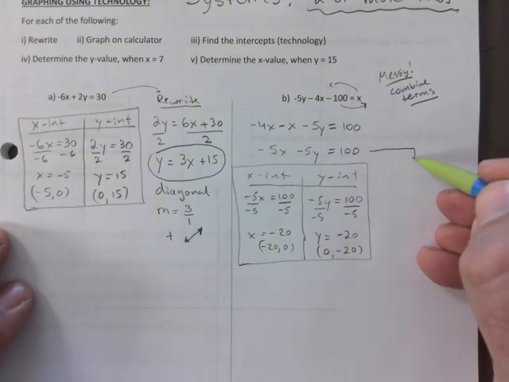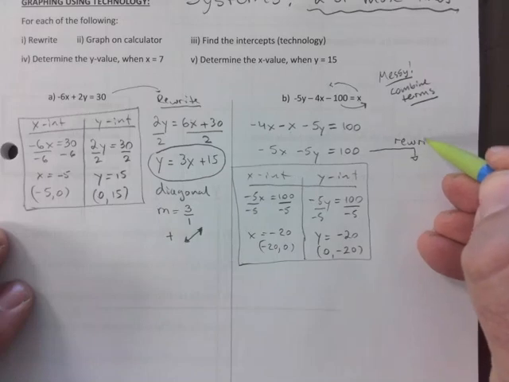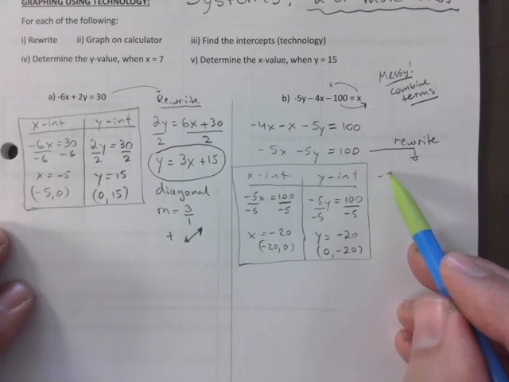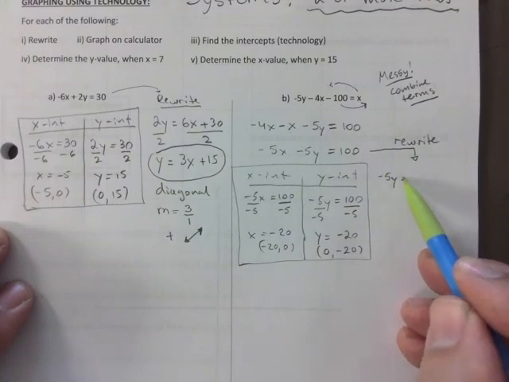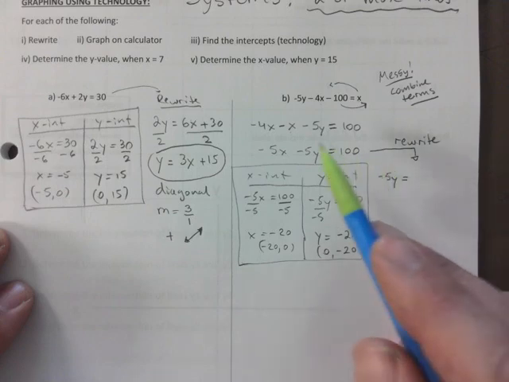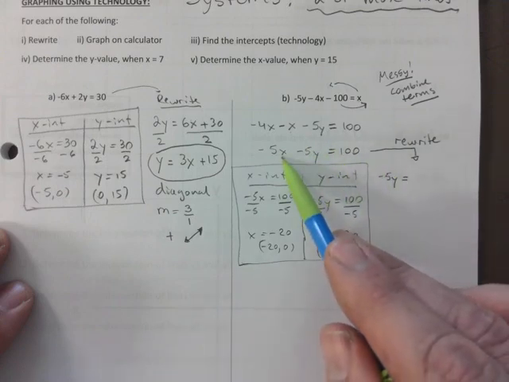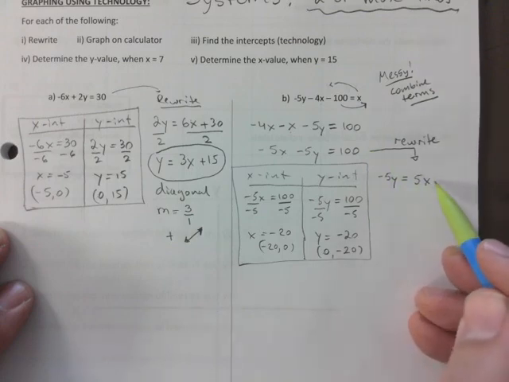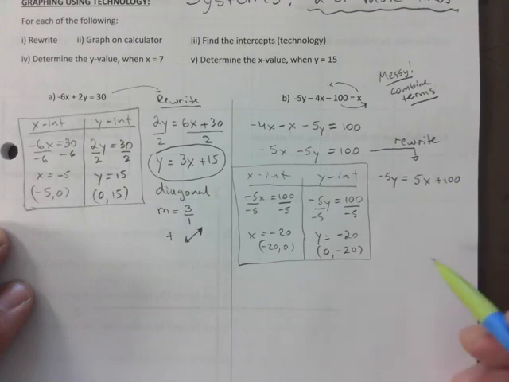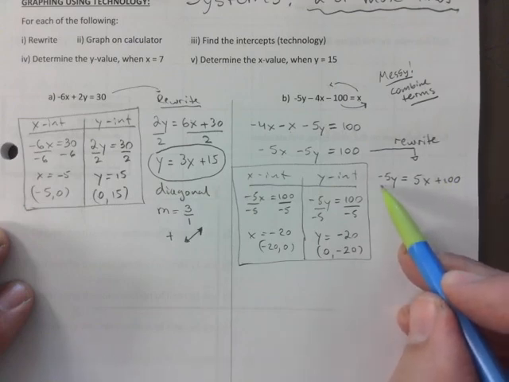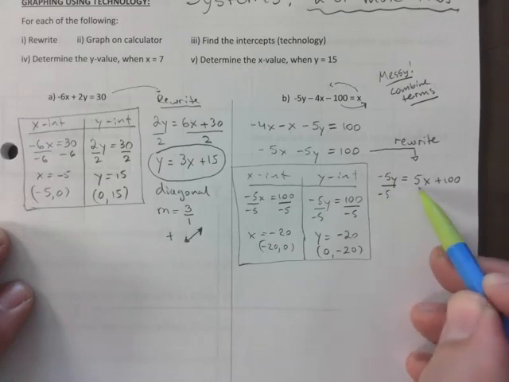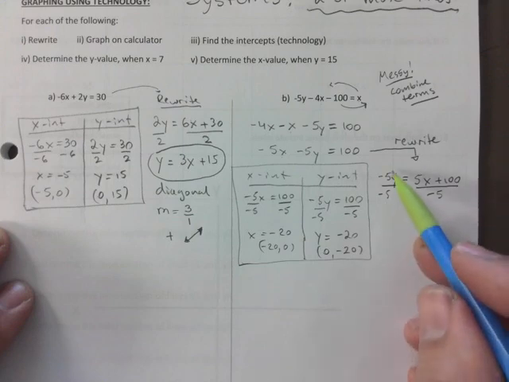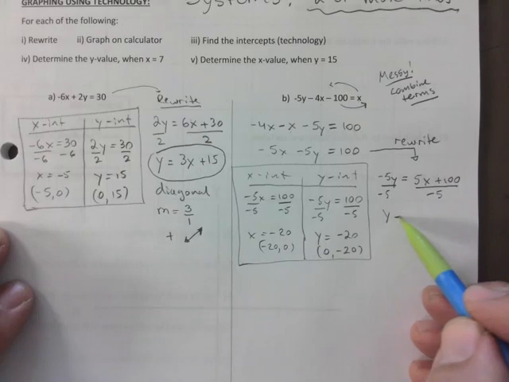Here I'm going to rewrite. So I will just keep the negative 5y on the left side, and the 5x comes over positive to the other side. And the 100 is already there. Divide both sides by negative 5. This gives you 1y.